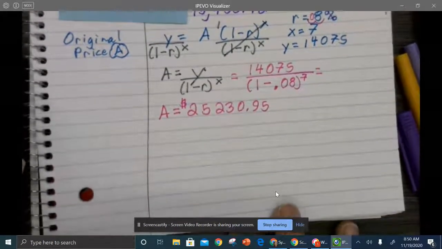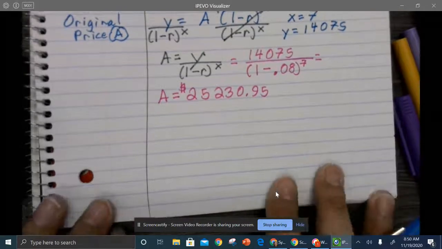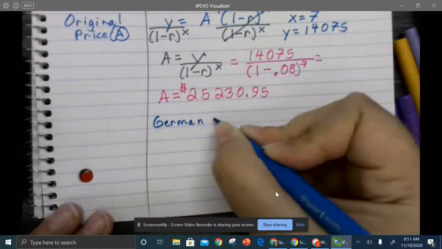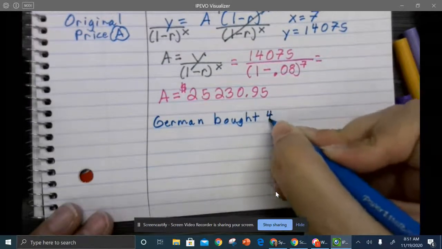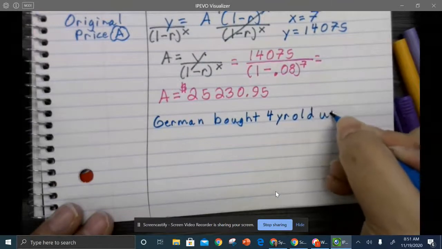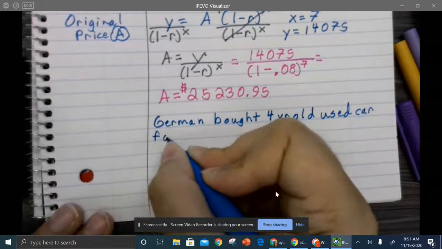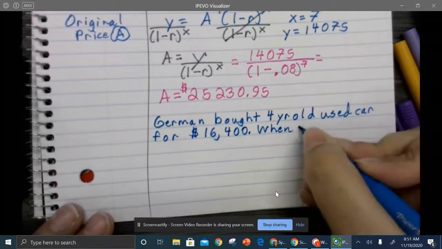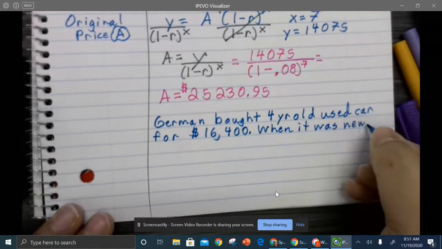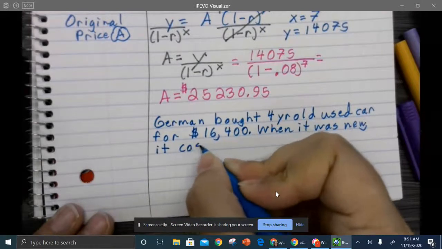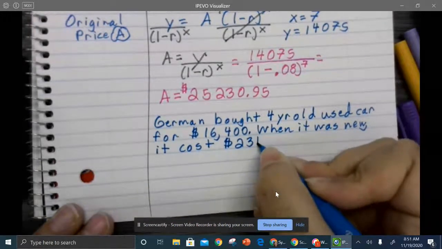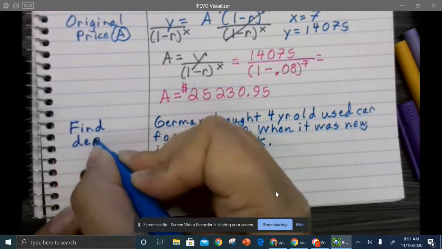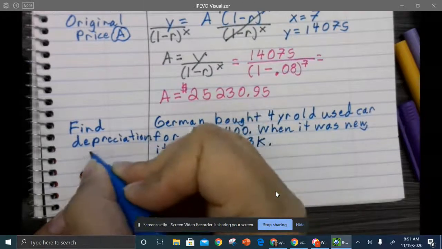Okay, that would be the original price. What if we needed to find the depreciation rate? Let's say we have, for Herman, he bought a 4-year-old car for $16,400. When it was new, it cost $23,000. And we need to find the depreciation rate.